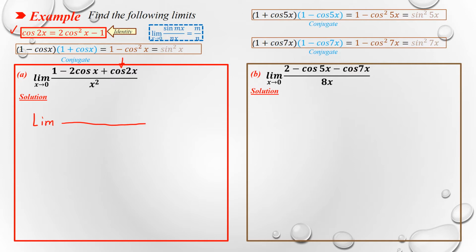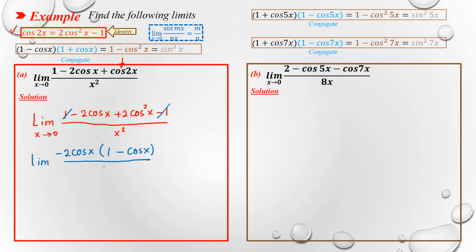Limit of 1 minus 2 cosine x plus 2 cosine squared x minus 1 divided by x squared when x goes to 0. Now you have to simplify it by canceling 1 with negative 1, and you have to take the greatest common factor in the numerator, which is negative 2 cosine x. So we have the limit of negative 2 cosine x multiplied by 1 minus cosine x divided by x squared when x goes to 0.